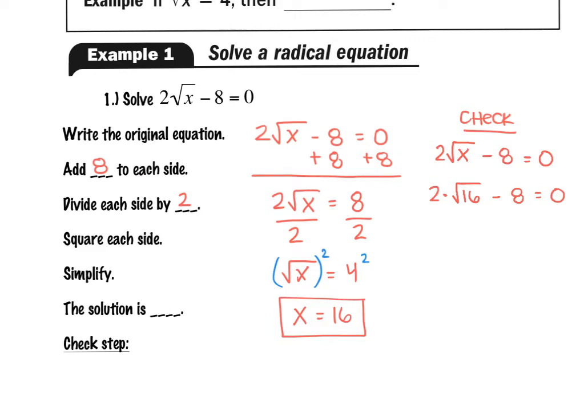So there's nothing to do underneath, so I'm going to take the square root of 16, which is 4. And again, in these problems, we're just going to focus on the positive square root, because that'll keep this a little bit simpler. So then I have multiplication. 2 times 4 is 8, and 8 minus 8 is in fact 0, so we know we found the correct solution.